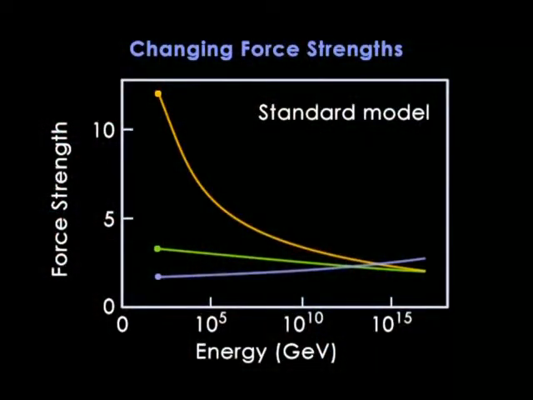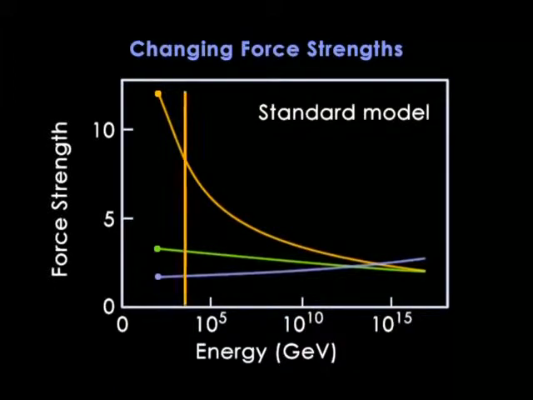Well, now we have two of the four forces united. Can we unify three? There are several reasons to think that the answer is yes, but the best evidence is the way in which the strengths of the three forces change with increasing energy. They converge on a single value. This diagram shows the predictions of the Standard Model, which are backed up by measurements, for how the strengths of the forces change from low energy on the left to high energy on the right.